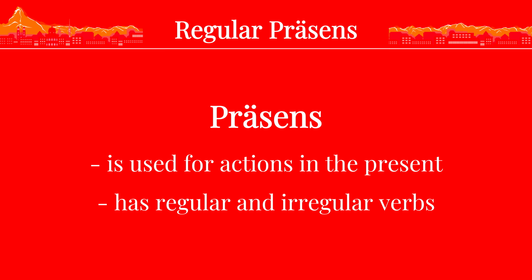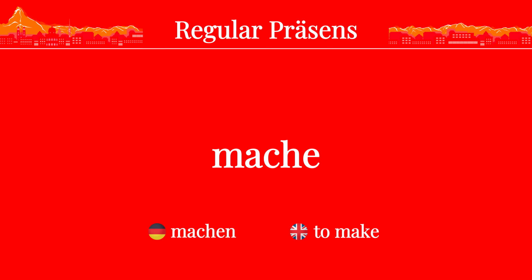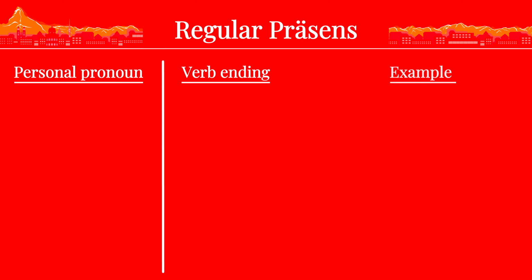That means we take a regular verb in the basic form, for example, mache, to make. Then we have to identify the verb stem by deleting the last e. This gives us the verb stem mach. Now, in the next step, we need to add the correct ending to the verb stem. The verb ending depends on the personal pronoun we want to use. The ending of the first person singular is e.